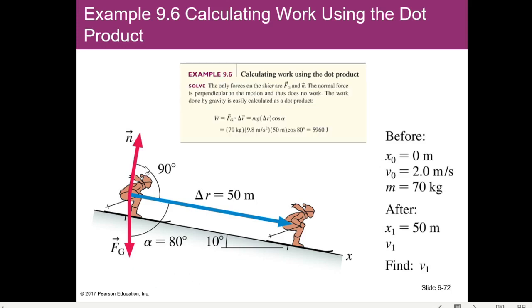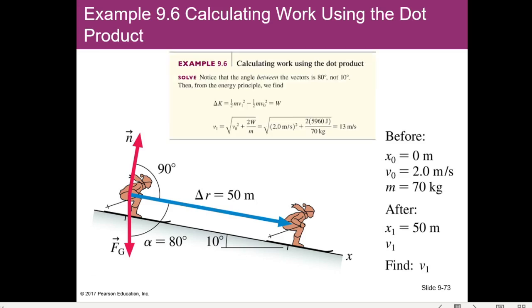So here it is. The work done is the gravity force dotted into the displacement delta r, which is mg delta r cosine of the angle between them. And this angle they're giving us as 80 degrees. So that gives us the work done, and it has to be the total or net work done because this is the only other force and it doesn't do any work. So therefore it must also equal the change in the kinetic energy.